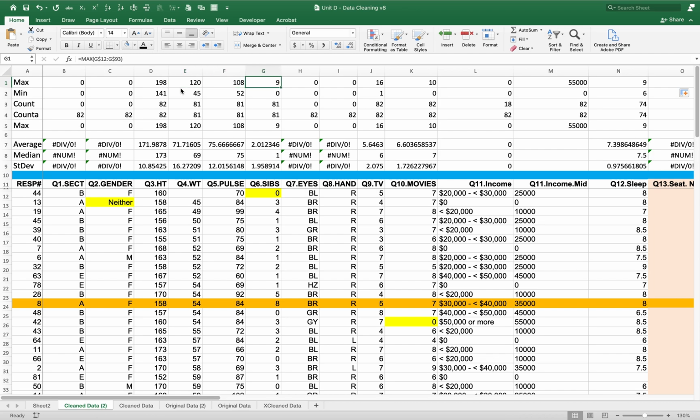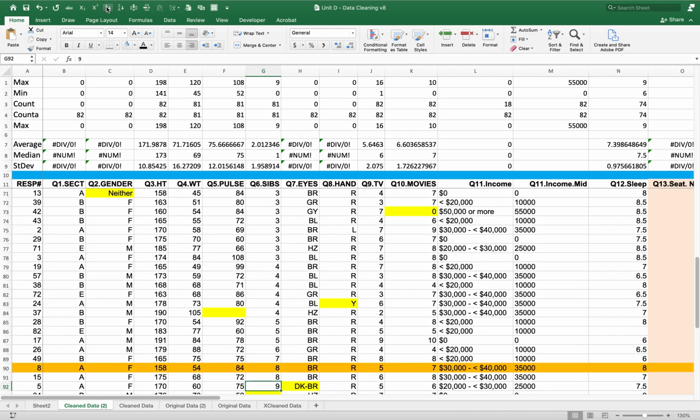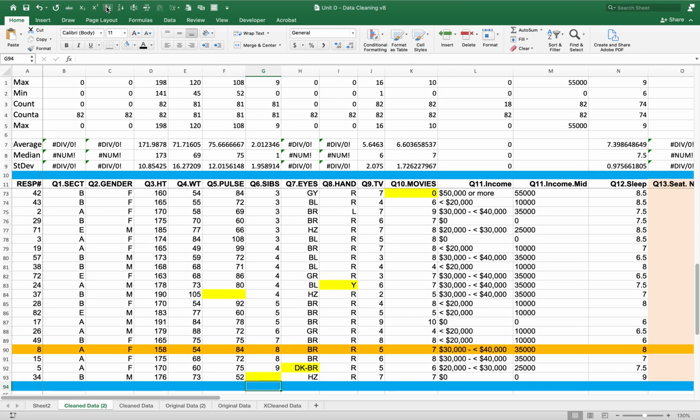Now, here's the case where we've got siblings, and let's just sort that. We've got some that go from 0 up to 9, and then we've got a blank. So let's take a look at that. First of all, a blank is not a problem. That just simply means that somebody didn't answer the question. So we can just leave that blank. When you are calculating means and standard deviations and all that kind of stuff, it'll just ignore that.